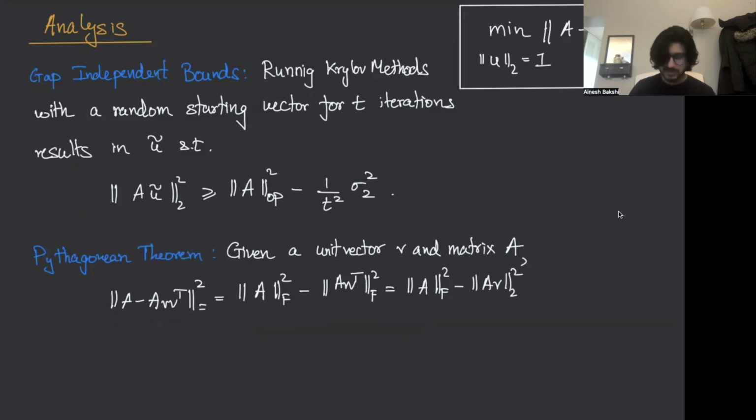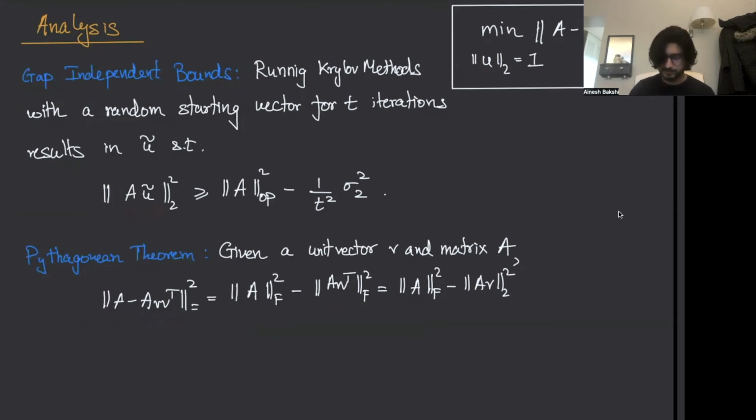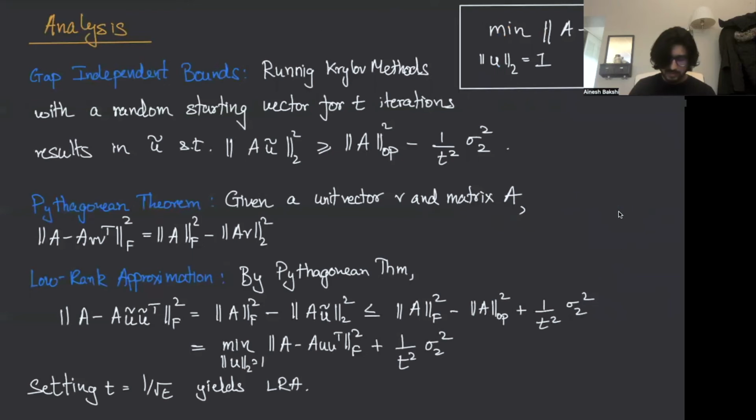And now it's fairly easy to see how to use the Pythagorean theorem. We just apply it to A times U tilde. Here I've done this calculation explicitly, so we can write using the Pythagorean theorem the following decomposition, and then we simply use our lower bound from the gap-independent lemma to show that we get an additive error of 1 over t squared times sigma 2 squared. Setting t to be 1 over square root epsilon recovers the result from Musco.